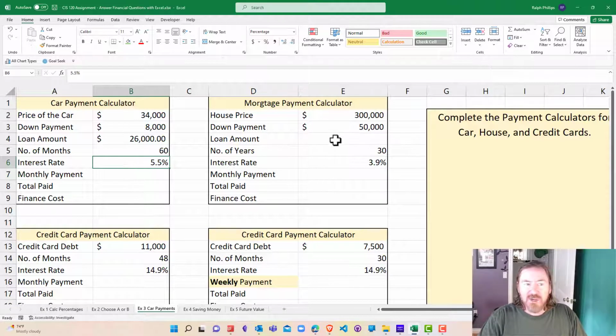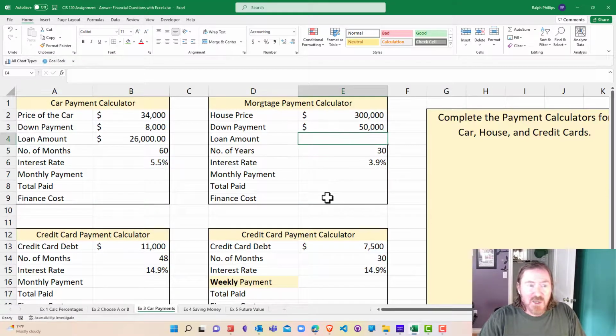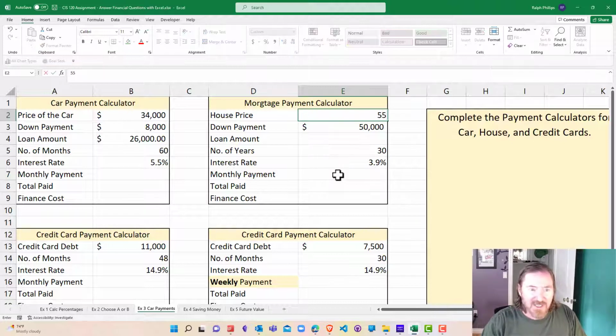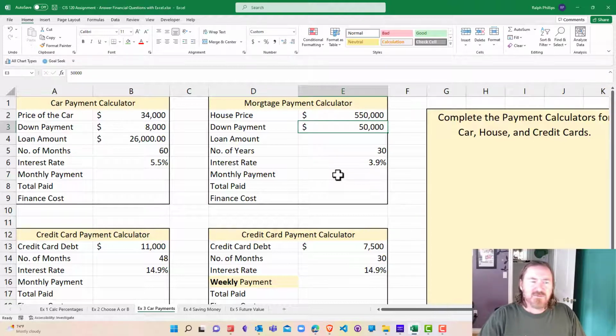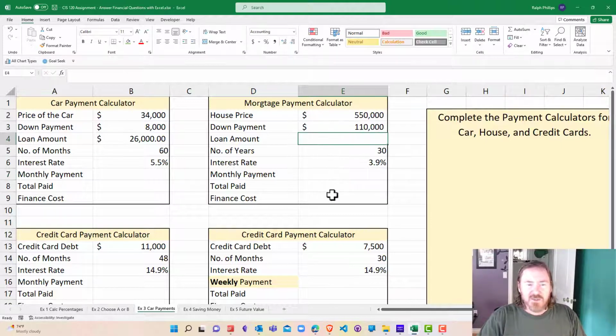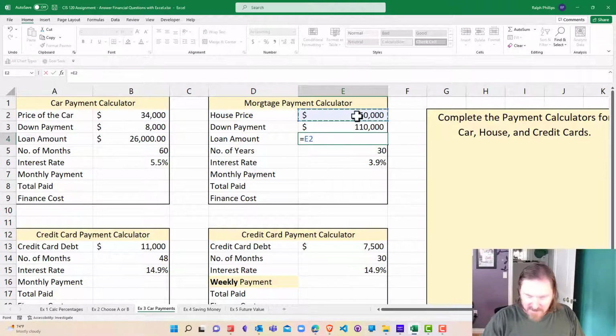Now, I'm gonna jump over here to the mortgage payment calculator because this part is kind of the same. The loan amount for a house, of course, we're in Central Oregon, so the odds of finding a $300,000 house are a joke. So let's change this out to 550. And I'm gonna change the down payment to 110. Okay, so the loan amount is still gonna be equals the price minus the down payment, and that's your loan amount.